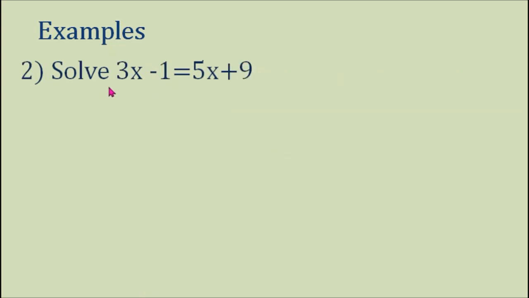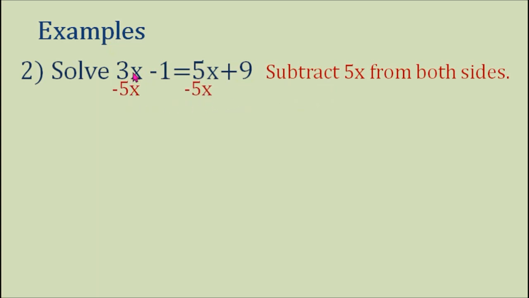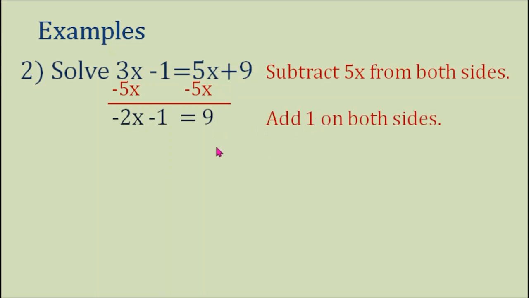Example number 2, solve 3x minus 1 equals 5x plus 9. Same idea, we are going to isolate x on the left side of the equation and the constants on the right side of the equation. Our first step is to subtract 5x from both sides. So 3x minus 5x equals negative 2x. Then we bring down negative 1, then equals here, then 5x minus 5x equals 0, then bring down 9. Our next step is to add 1 on both sides of the equation.